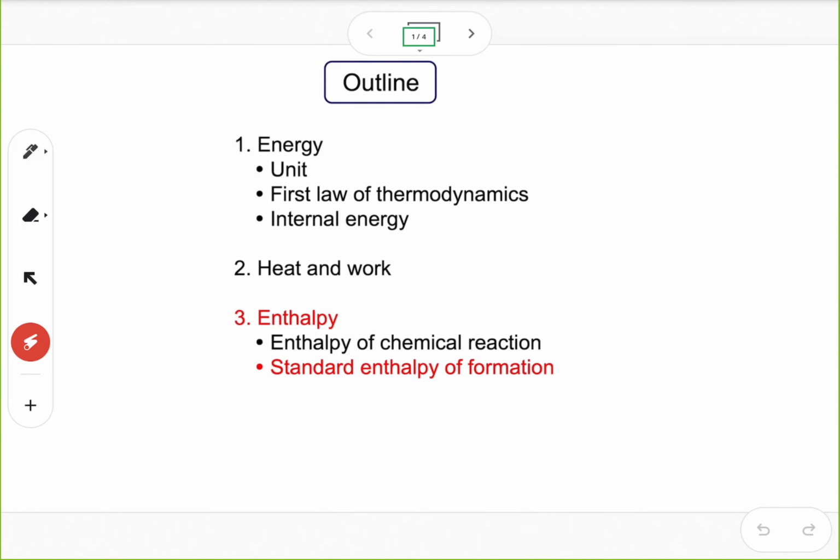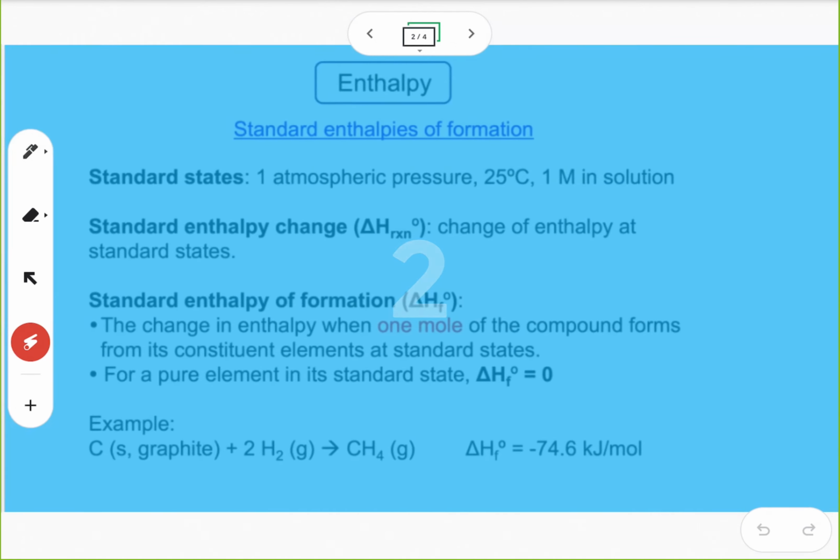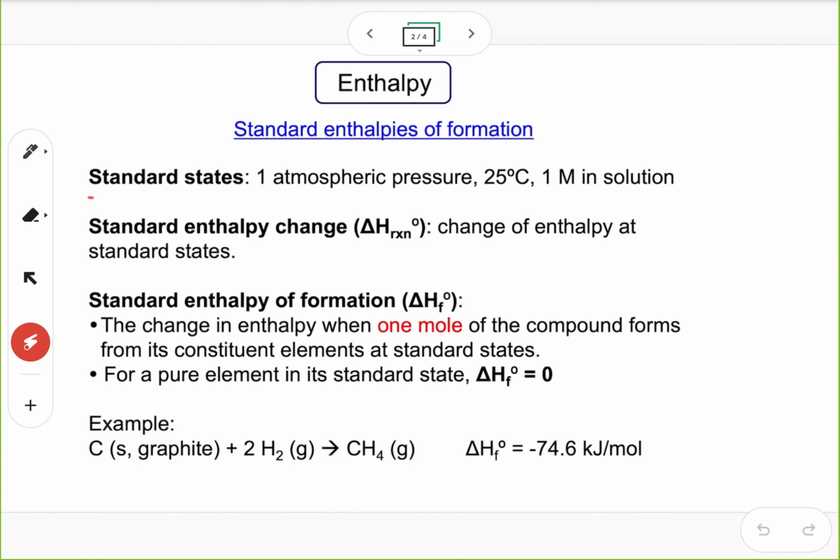Folks, this is part 2 of the third topic of chapter 9. We will focus on standard enthalpy of formation. Let's talk about some important terms. First one, standard states. Standard states means 1 atmospheric pressure, 25 degrees Celsius, and if you are talking about chemical reactions involving solutions, then the concentration of the solution has to be 1 mole per liter.